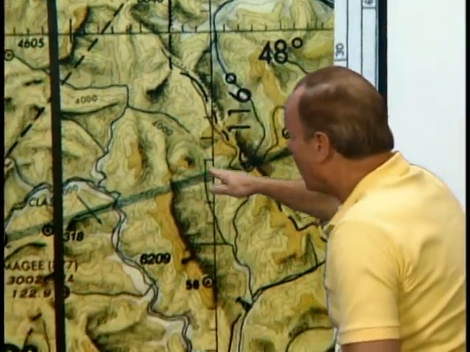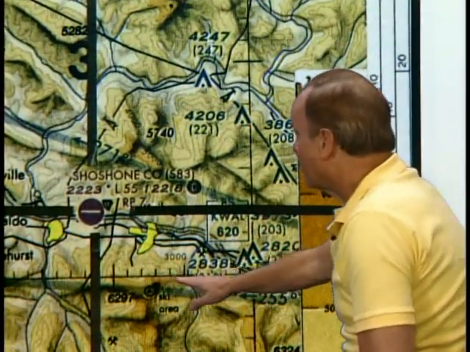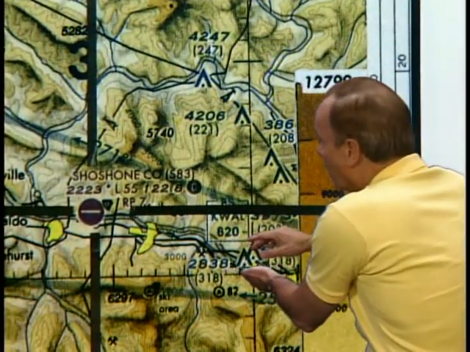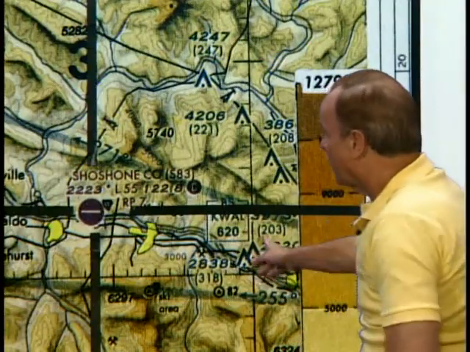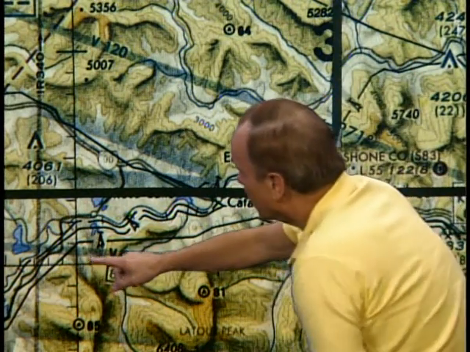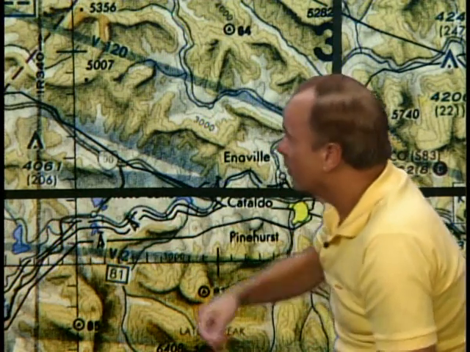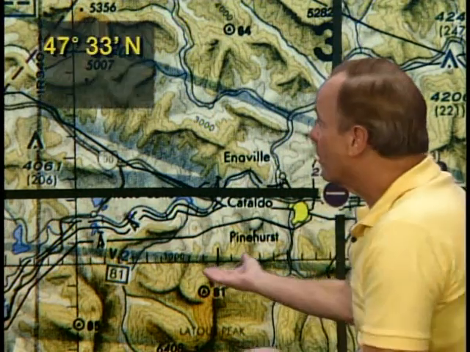So this line down here, by the way, we have a line each 30 minutes, so this line had to be 47:30. We could count tick marks up here, but that's tough to do because there's a lot of stuff in there. So let's go over to the left and count tick marks there and see if we can do that. Here, 47:30, 47:31, 32, 33. So the latitude of this airport is 47:33 north.